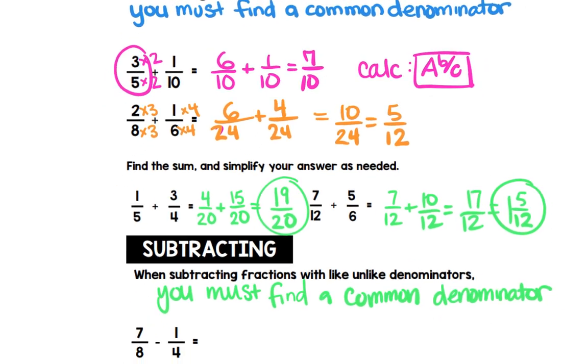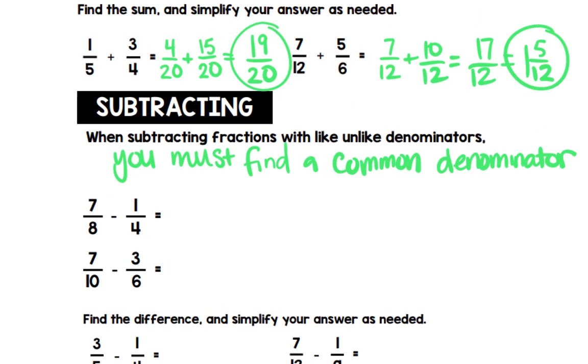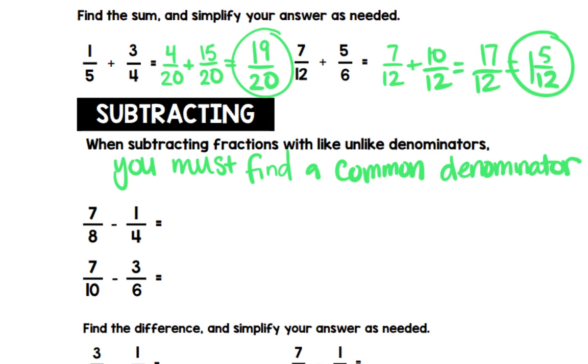After you find the common denominator, you're going to rewrite each fraction with that common denominator, and then you can do your subtracting from there. So my common denominator right here is going to be 8. 4 times 2 is 8, so we're going to multiply that by 2 as well. So we end up getting 5/8 here.